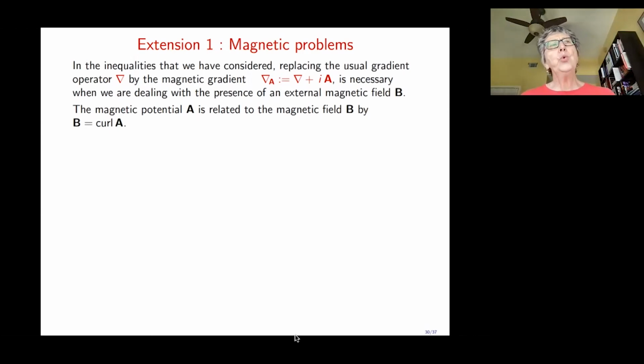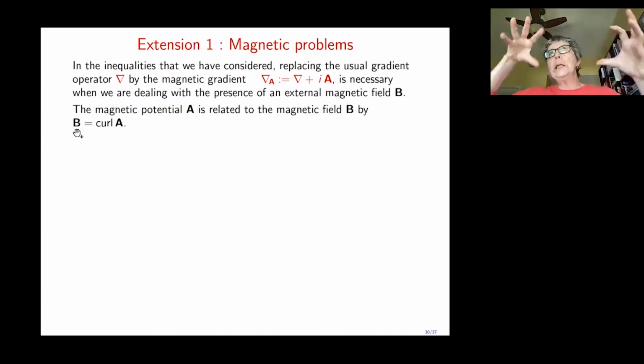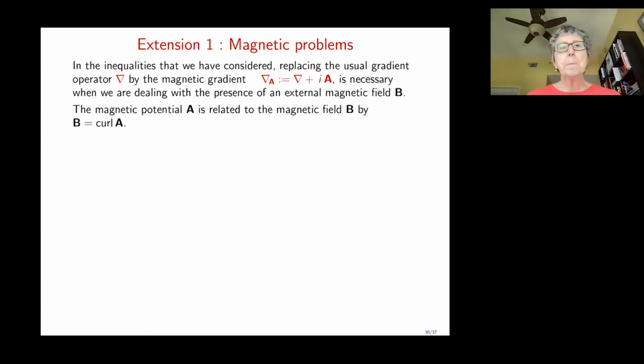And so how do you take that into account from the mathematical point of view? You are not a physicist. Well, what you have to do is replace the gradient operator by the magnetic gradient, which is just the gradient translated by i times A, where A is called the magnetic potential, and it is linked to the magnetic field by the relation B equals curl of A. So for a given magnetic field that is acting on whatever matter you are looking at, you look for a magnetic potential that satisfies this relation.